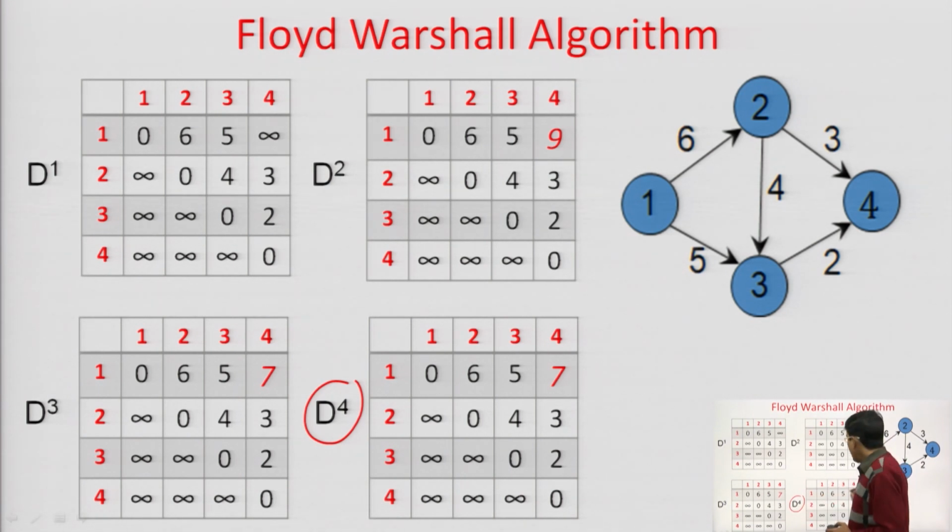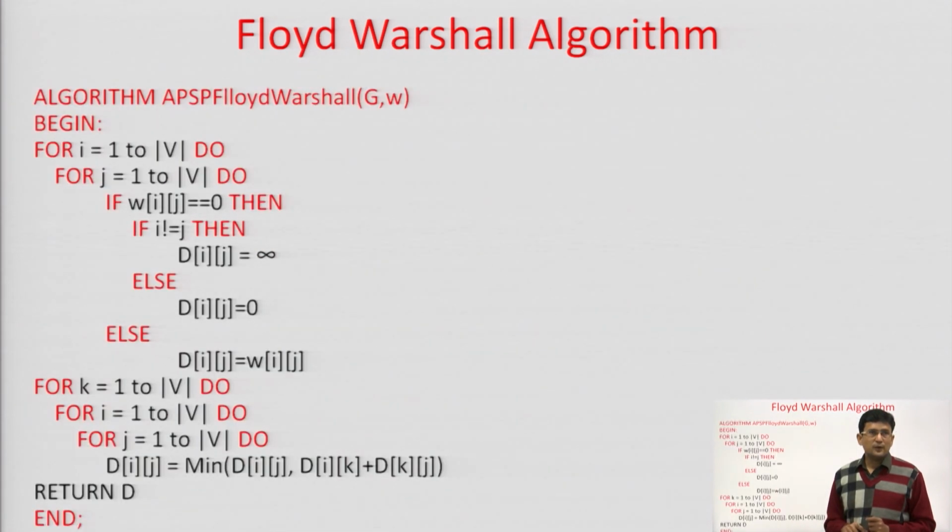So this way the D4 matrix will be telling you all the shortest paths possible, the distance between every pair of the possible, every pair possible in the graph, every vertex pair possible in the graph. So D4 matrix is your final answer through the Warshall's algorithm. Now let us try to write out the algorithm.